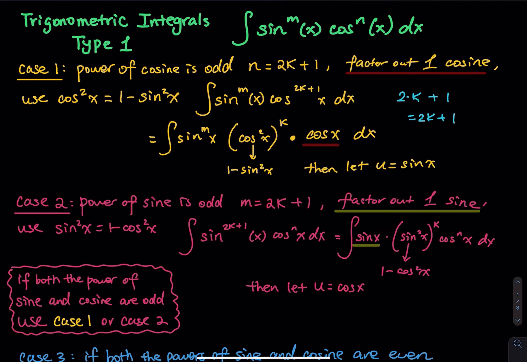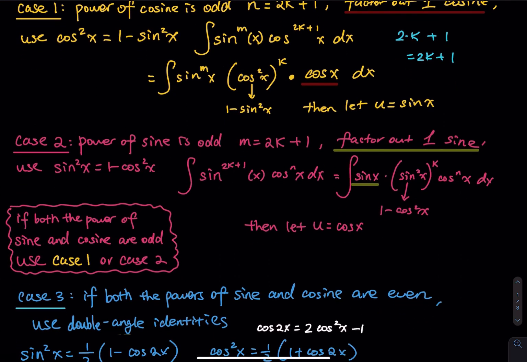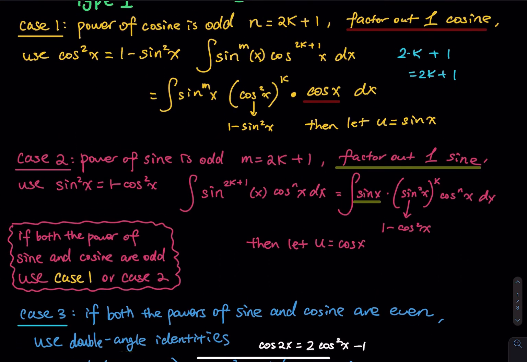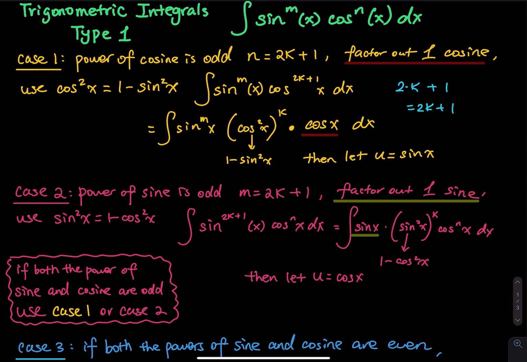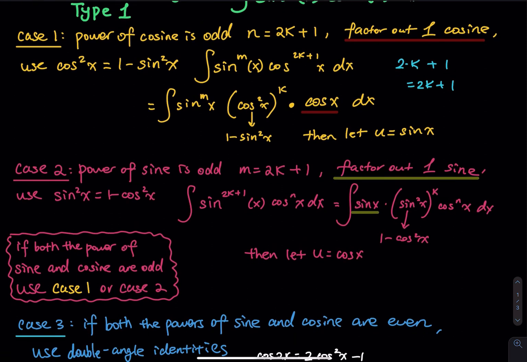All right, let's go to case 2. Case 2 is when the power of sine is odd. So case 1, cosine has an odd power. Case 2, sine has an odd power. So for the power of sine, we use m. m is equal to 2k plus 1.